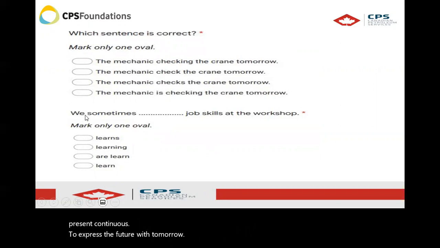Another question. We sometimes, space, job skills at the workshop. We sometimes learn. Sometimes is an expression for the present simple tense. So we use learn. We sometimes learn job skills at the workshop.